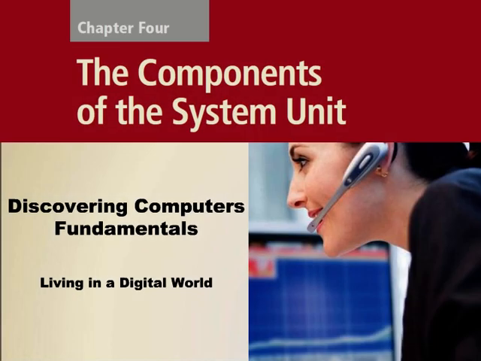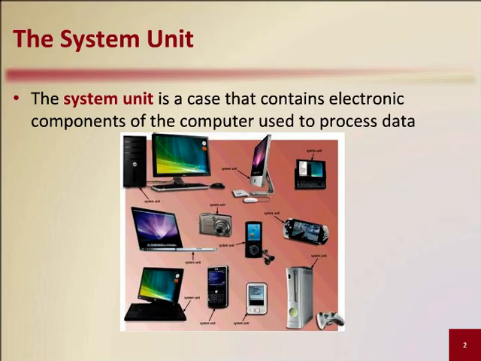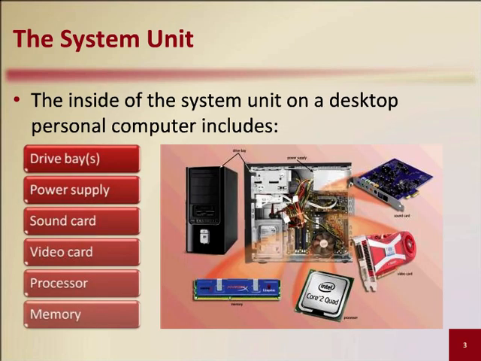Chapter 4 covers the components of the system unit. The system unit is the box-like case that contains the electronic components of the computer that are used to process data. The system unit components include the following: processor, memory, adapter cards, drive bays, and power supply.